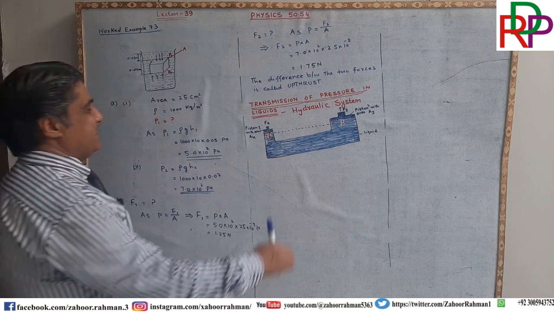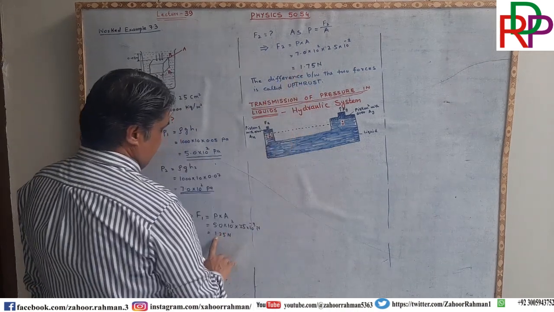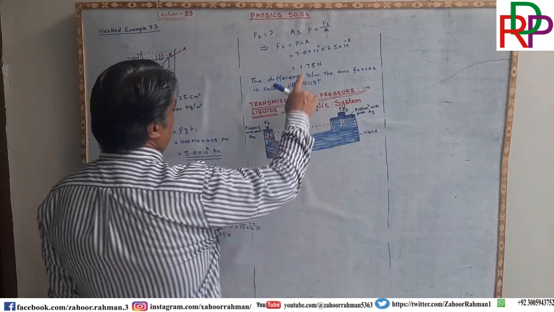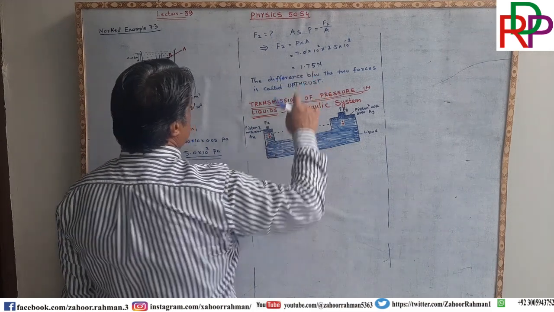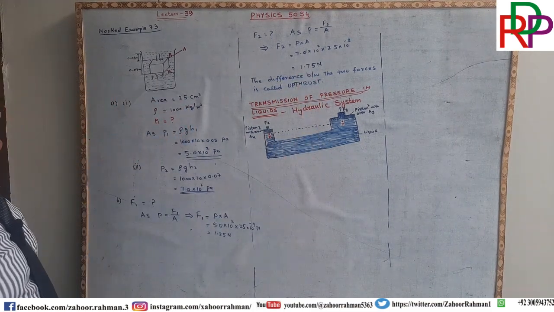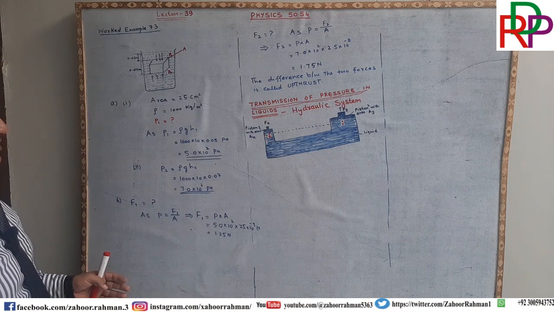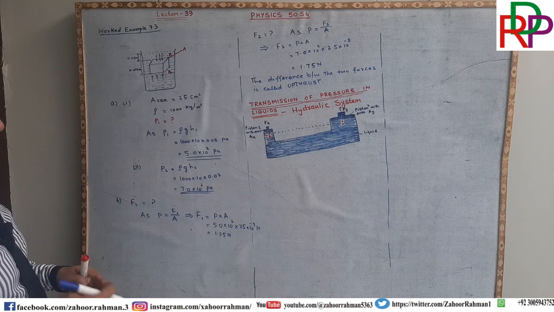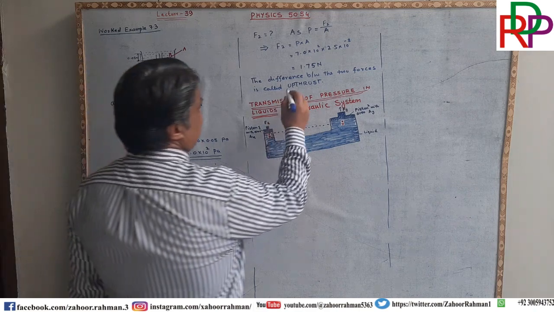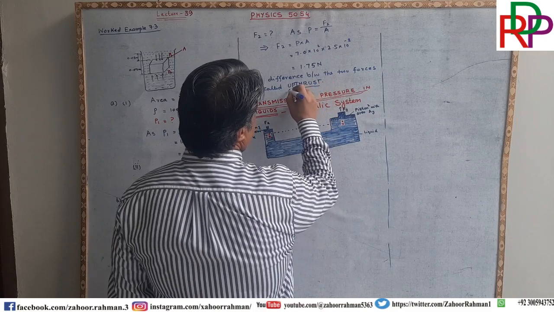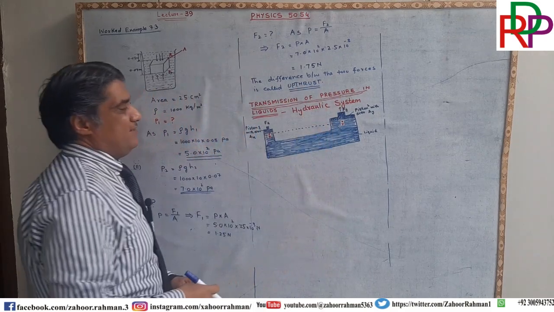In this case, if we subtract 1.25 from 1.75, it will be 0.50 upthrust. So we defined another term, and that is upthrust.